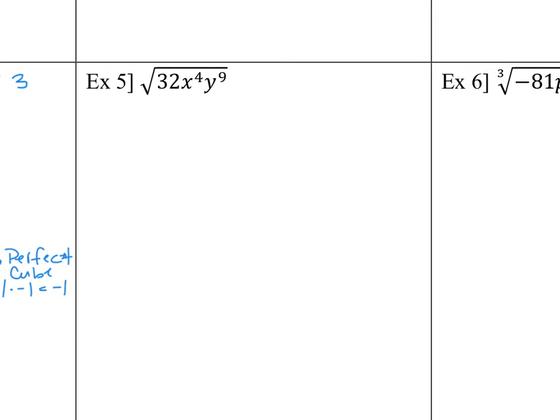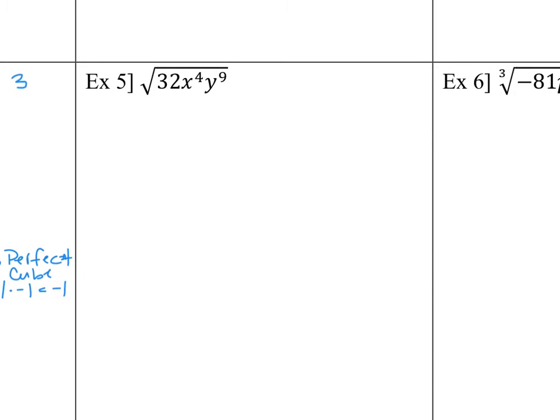Let's try one with variables. We have to first determine which kind of root this is, so that's looking at the index. Well, in this one, there is no index right here, so that means the index is a 2. That means it's a square root, so we want pairs of numbers.